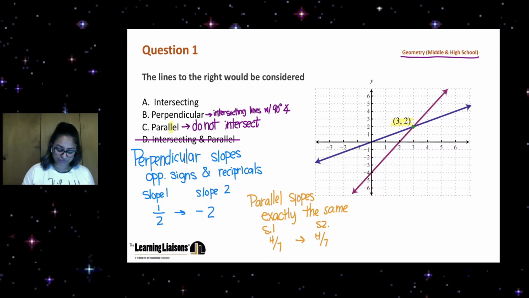Now that we've covered two of those, let's talk about what intersecting means. If you can remember perpendicular slopes and parallel slopes, then you have an advantage because you by default don't have to remember the last one.